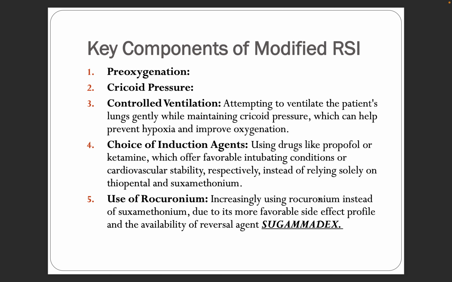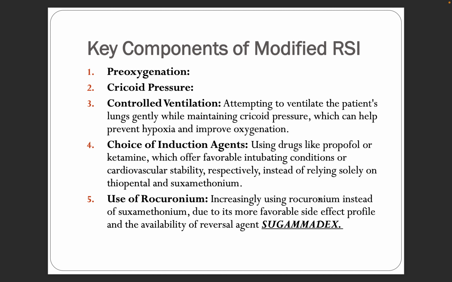So these are the components of modified RSI: pre-oxygenation, cricoid pressure, and controlled ventilation, which attempts to ventilate the patient gently while maintaining cricoid pressure, which can help to prevent hypoxia and improve the oxygenation. Then, choice of the induction agents using drugs like propofol or ketamine, which offer favorable intubating conditions or cardiovascular stability, instead of relying solely on thiopentone and suxamethonium.